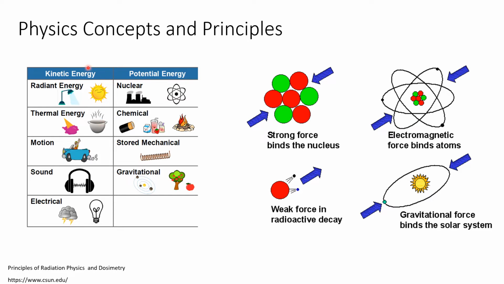Typical examples of kinetic energy are radiant, thermal, objects in motion, sound, and electrical energy. For potential energy, typical examples are nuclear, chemical, stored mechanical, and gravitational energy. When we say potential energy, it deals with position, internal stresses, even electric charge.